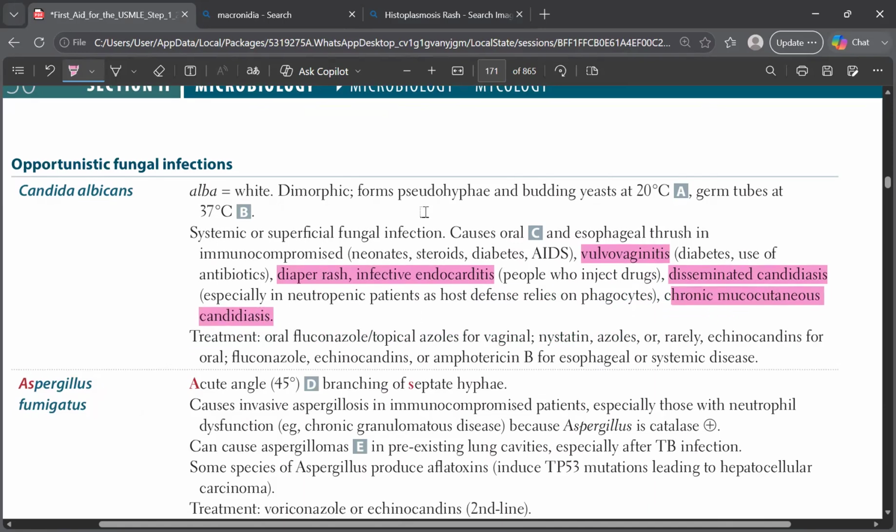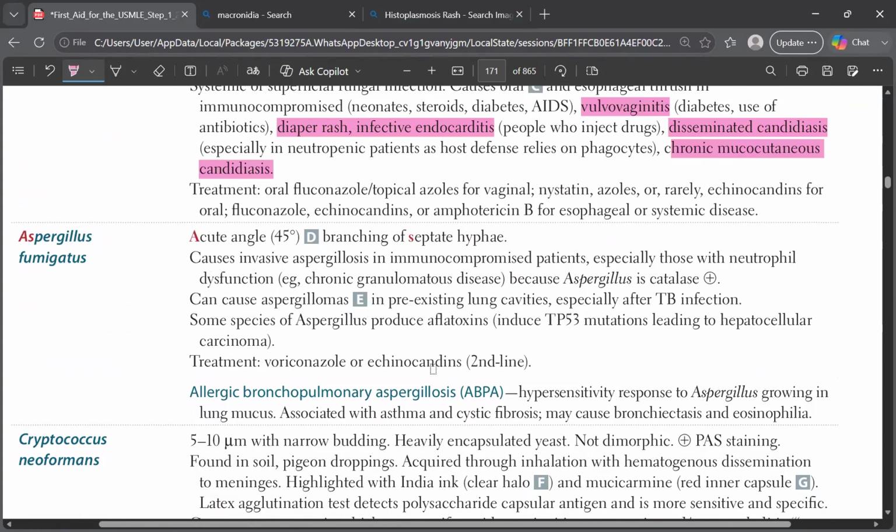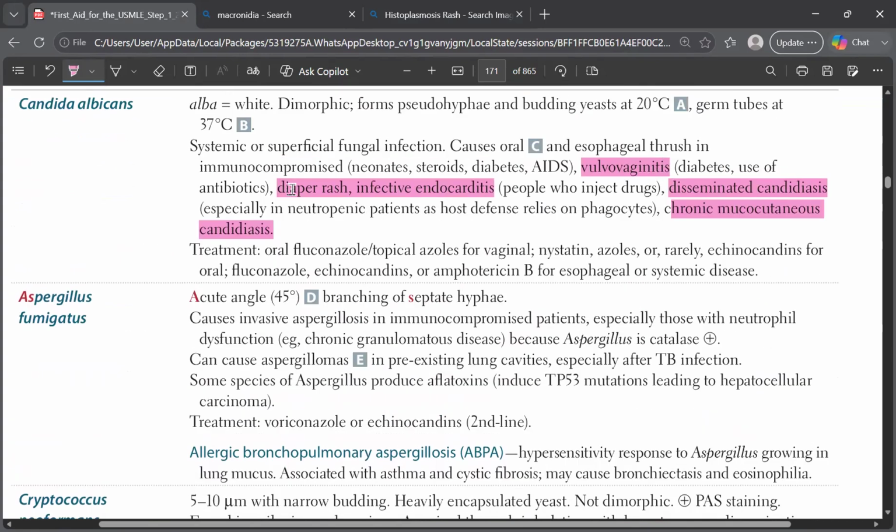So, first of all, there is oral and esophageal thrush in the immunocompromised. Then there's vulvovaginitis in the diabetics and those using antibiotics. Then there's diaper rash in infants and infective endocarditis in people who inject drugs. Disseminated form in neutropenic patients, and chronic mucocutaneous candidiasis is a progressive form of the disease.